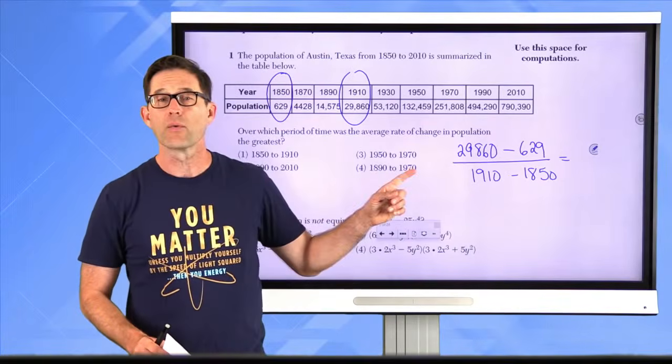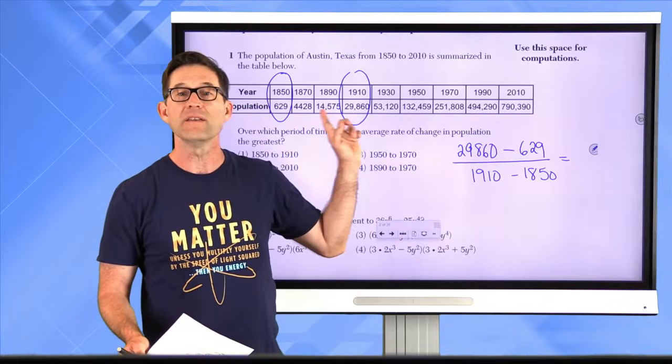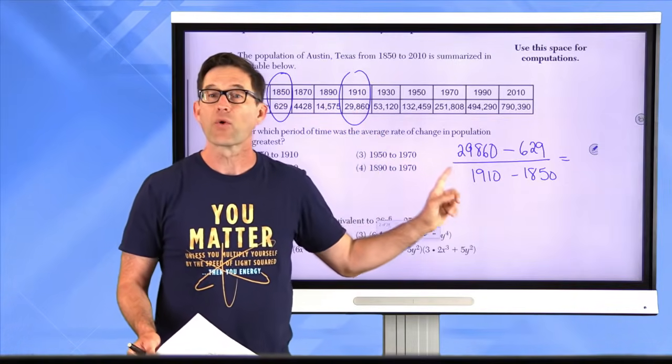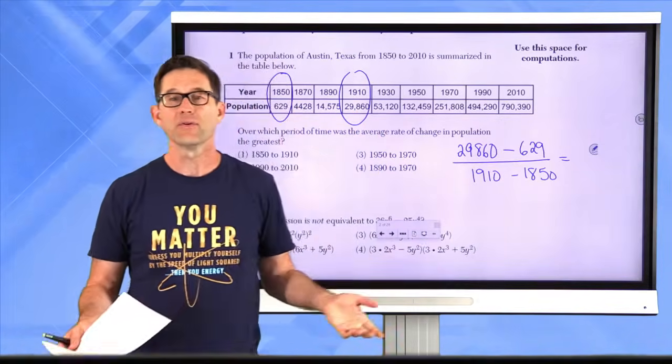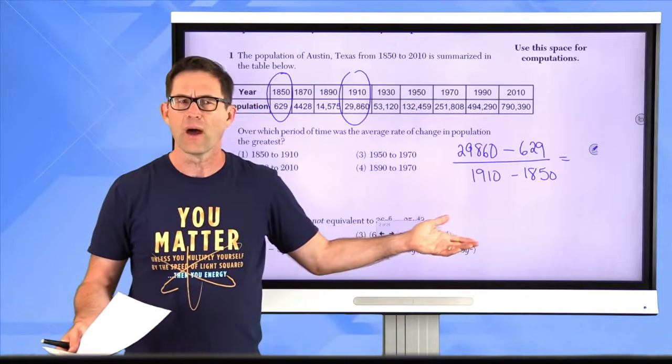All right, now before I plug this into my calculator, I just want to mention again, the numerator here is just how much the population has changed as we go from 1850 to 1910. And of course, the denominator is how many years have passed. So I don't really even need that. I could just put down 60 years in the denominator.